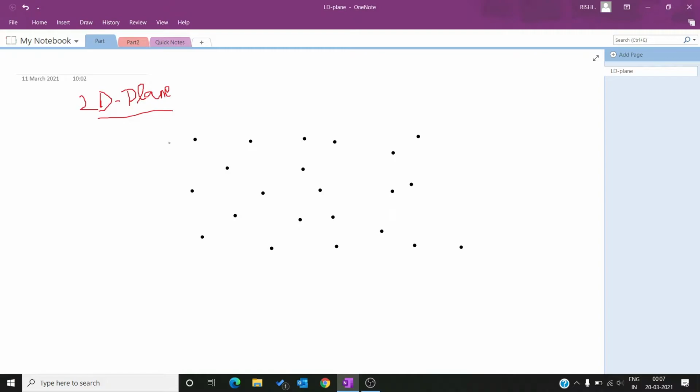So here is a 2D plane which has many points on it. First we sort the points according to the x coordinate. Then we find the middlemost element. So let's say this is the middlemost element. We divide the points into two halves, and now we find the closest pair on each side recursively. Let's say this is the smallest distance on the left hand side, which we will call DL, and this is the smallest distance on the right hand side, which we will call DR.